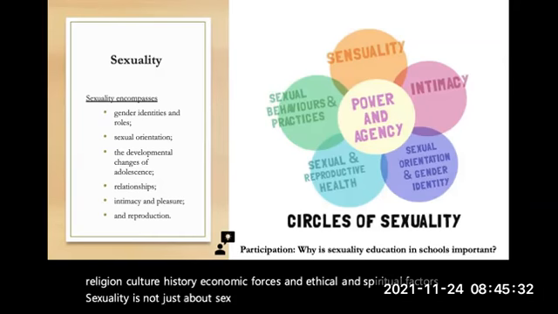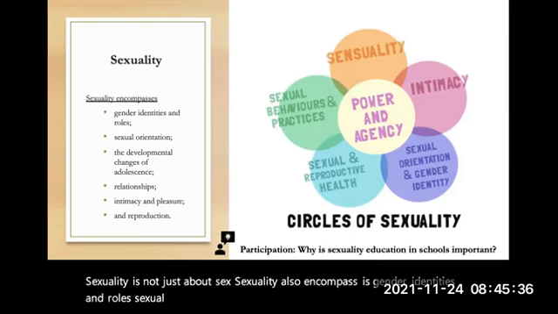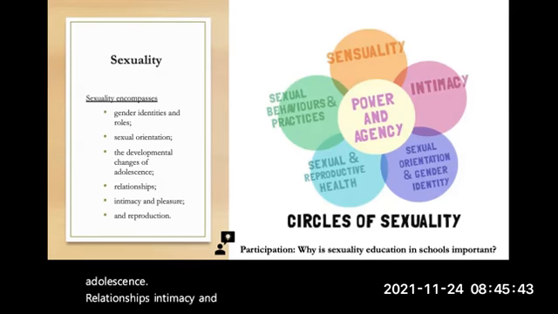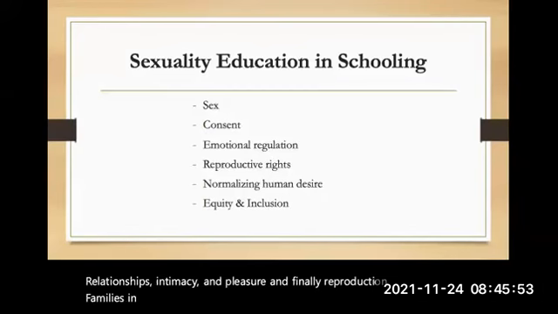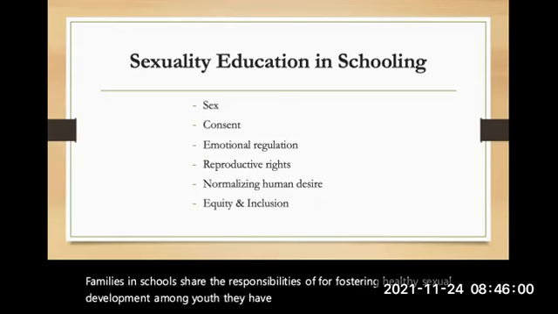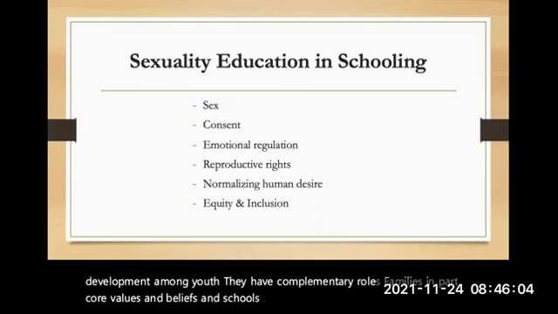Sexuality also encompasses gender identities and roles, sexual orientation, the developmental changes of adolescence, relationships, intimacy and pleasure, and finally, reproduction. Families and schools share the responsibilities for fostering healthy sexual development among youth. They have complementary roles. Families impart core values and beliefs, and schools contribute knowledge and social skills.